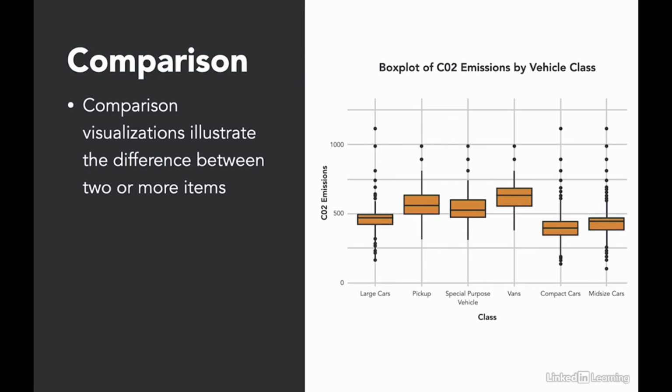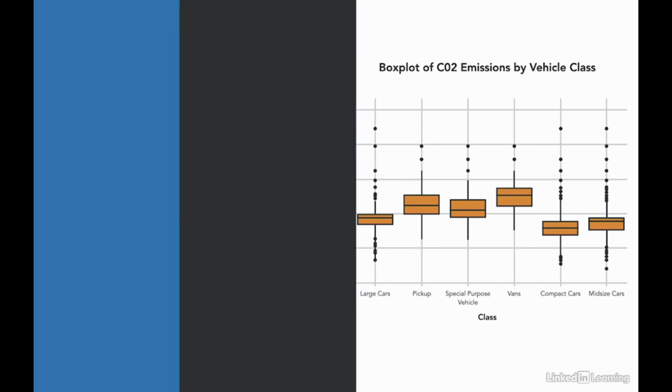Comparison visualizations are used to illustrate the difference between 2 or more items at a given point in time or over a period of time. One of the most commonly used comparison visualizations is the box plot. Using a box plot, we can compare the distribution of values for a continuous feature against the values of a categorical feature. For example, this box plot compares carbon dioxide emissions values across vehicle class.